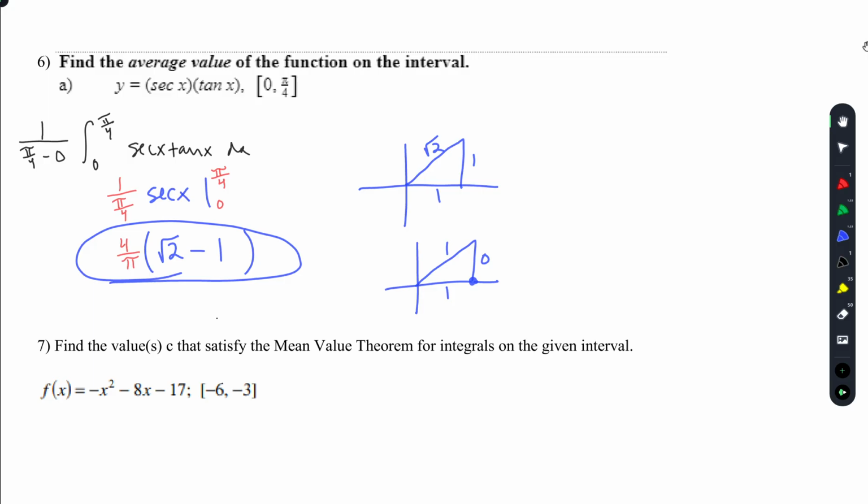Okay, did we get it? Root 2 minus 1. Hypotenuse over adjacent, that's the easiest way.